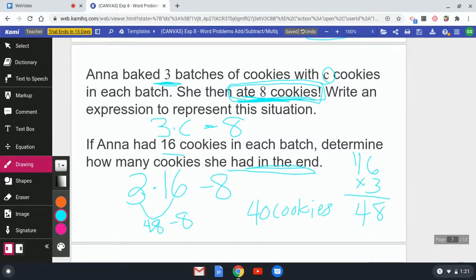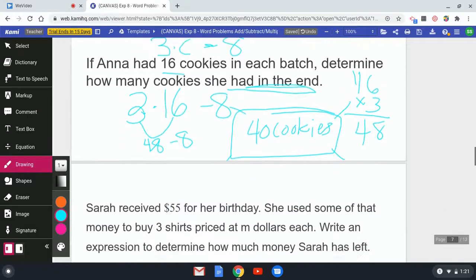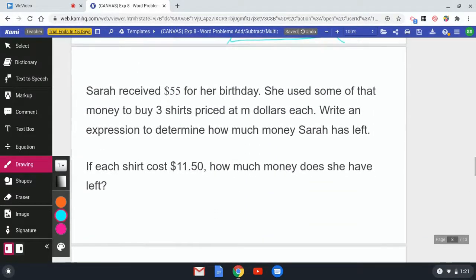40 cookies. If you got that right, I want you to give yourself a raise the roof whoop whoop. 1, 2, 3. Whoop whoop. Go ahead and pause and try this one.